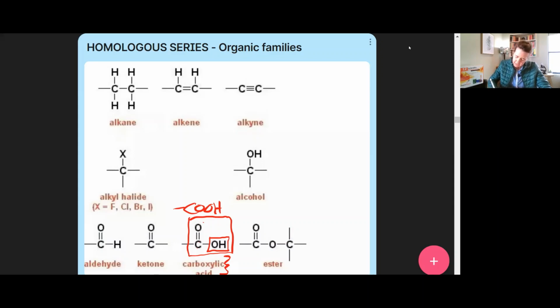Now, an ester has a double bonded oxygen onto a carbon, and on that same carbon, you have an oxygen between itself and another carbon on the other side. So this is often called an oxygen bridge between 2 carbons, and on one of those carbons on the other side of the bridge, you have this double bonded oxygen. And right, so this is sometimes called a carbonyl group.